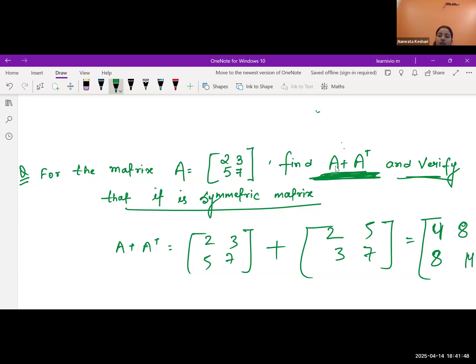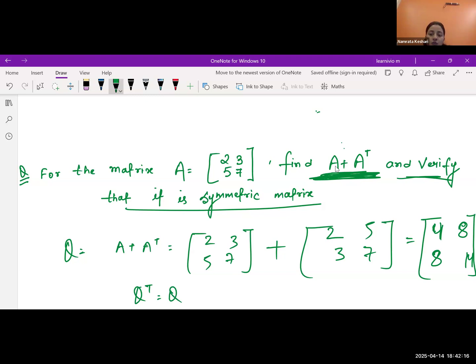And we are checking, is it symmetric? Suppose the resultant is Q, or maybe P. If we find the transpose of the resultant, the final matrix Q, will it be the same as Q transpose? Q transpose and Q are the same, right? Yes, they are the same.